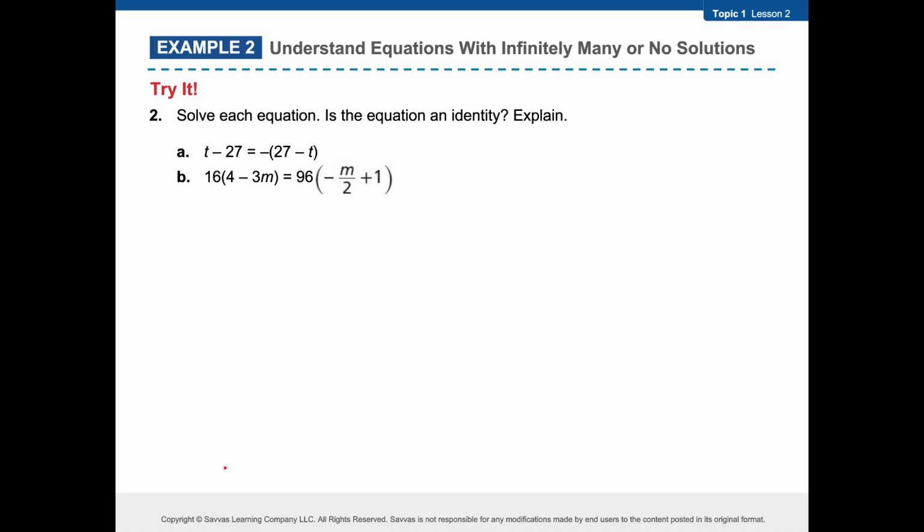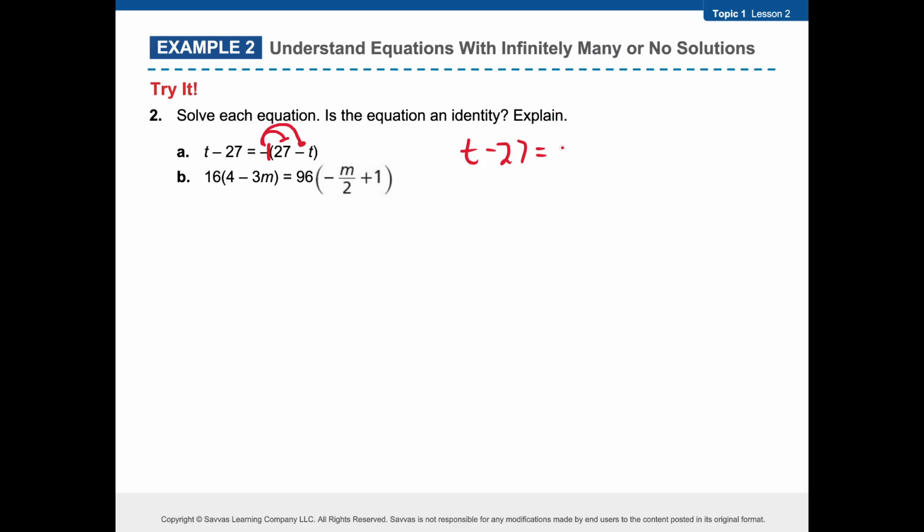You can pause here and see which one is no solution and which one is IMS on your own. Letter A. I always tell my students whenever there's a negative right in front of a parentheses, put a 1 right between the sign and the parentheses.